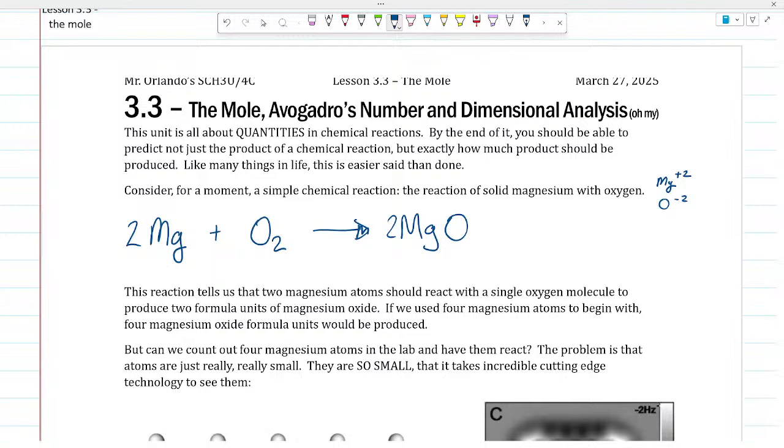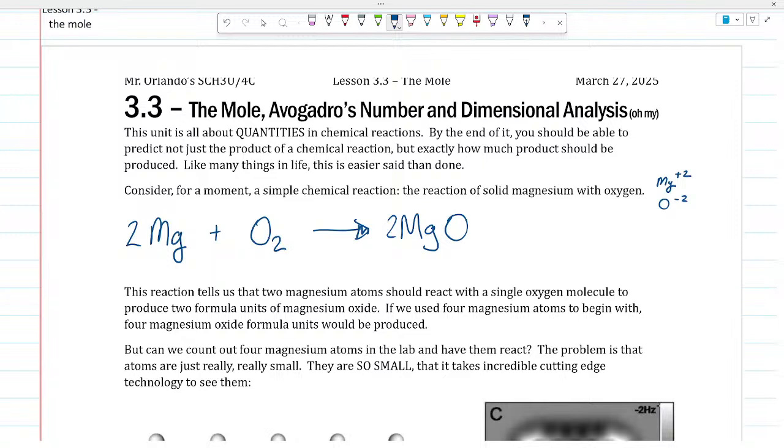So we say that 2 magnesium atoms should react with a single oxygen molecule to produce 2 formula units of magnesium oxide. Now, if I used 4 magnesium atoms instead, how much oxygen would I need? 2 what? 2 molecules, right? So not O2, but 2 O2.